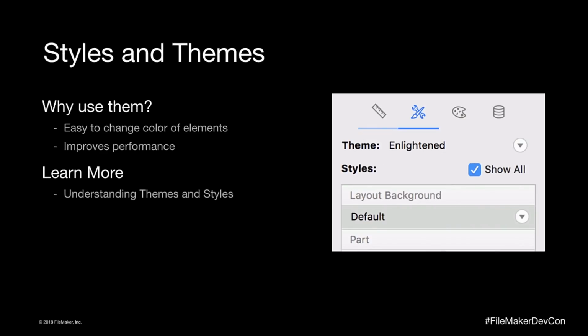So styles and themes, why do we use them? Well, they're easy to change elements. So if you have a bar across the top that's a certain color, let's say it's blue, and you need to change it to a different shade of blue, now it's got to be navy blue. Instead of having to go back through 20 layouts and changing it, you're able to do it on one, save it out, and it takes it through the entire process.